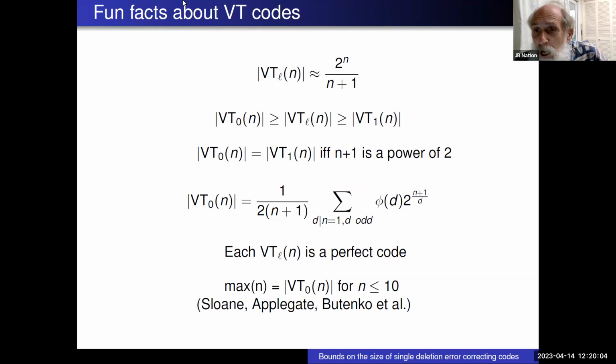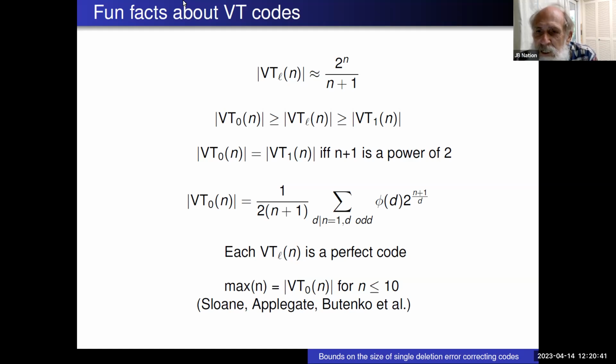And only when n is one less than a power of 2, for example, if n is 7 or 15, then we get that they're all the same. Okay. For example, if n is 7, they all have size 32. And we have a formula for the size of it. This is obviously not very useful, at least to me, but the formula is due to Richard Stanley, whom you've seen recently. Okay.